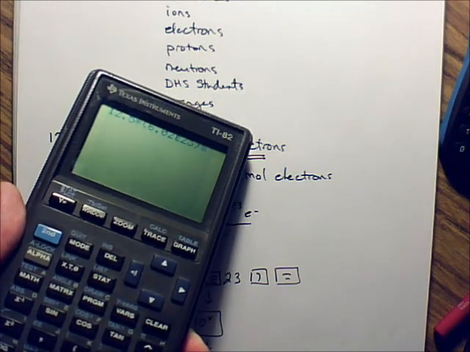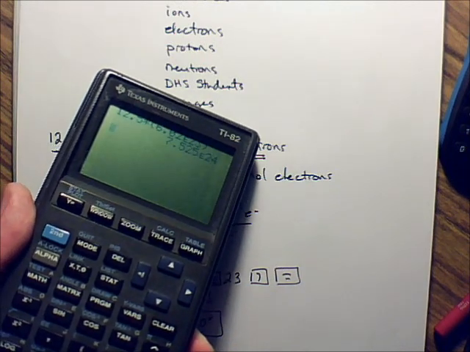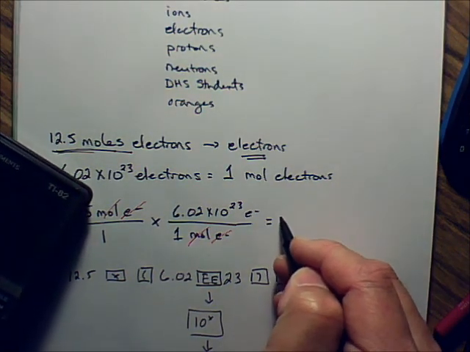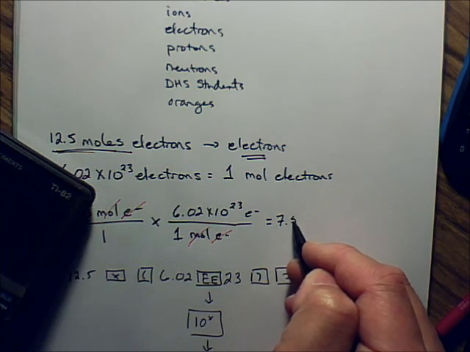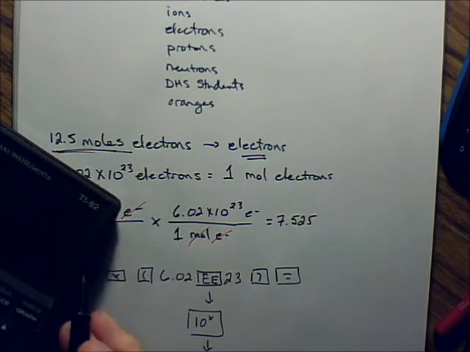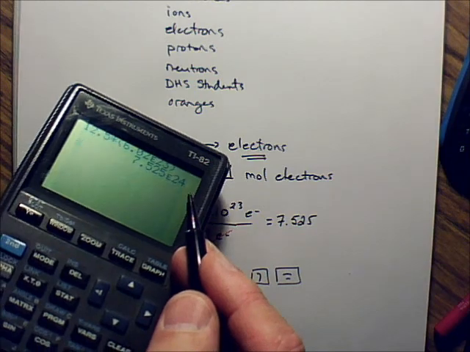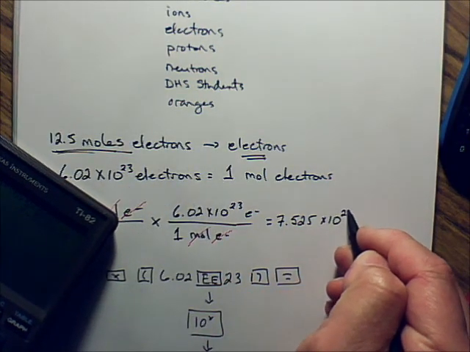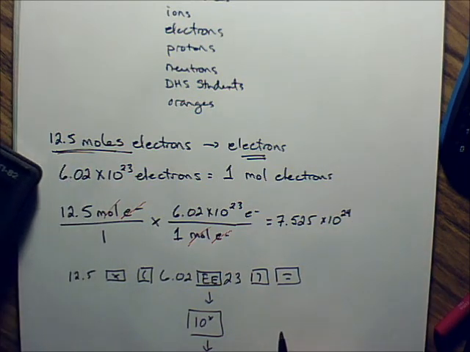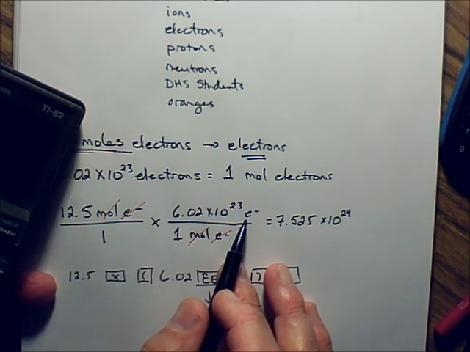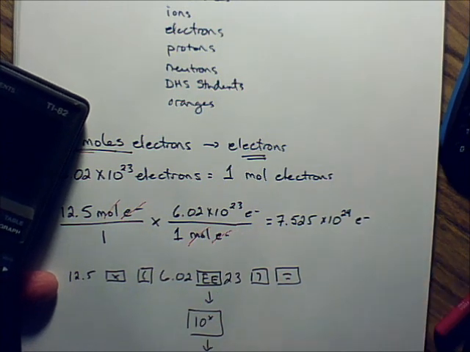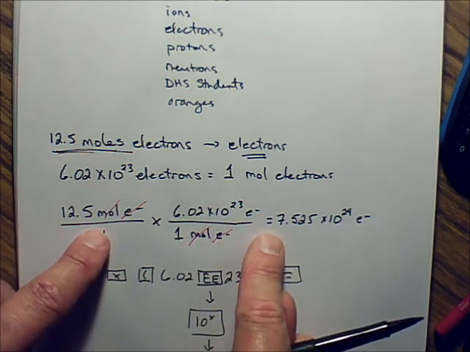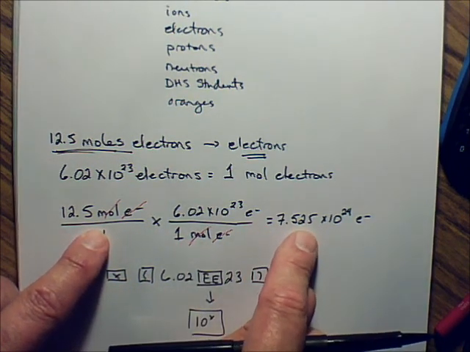I don't know if you can see it for the shadow or not, but that's what I've done there. Okay, and I got an answer that is 7.525. My calculator says E24, which means times 10 to the 24th power. Okay, so and what I have left are electrons. Now, since I've done the mathematical operation, I need to fix my significant digits at the end.